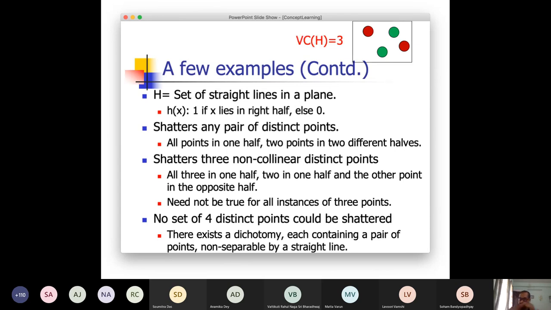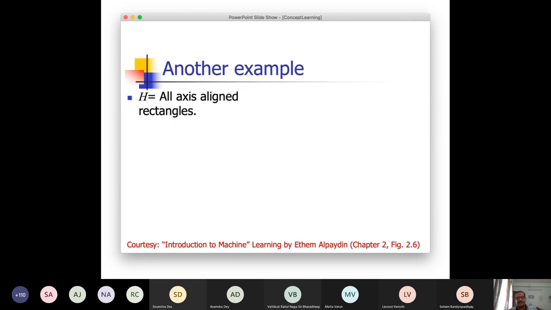You can extend this proof to show that in a d-dimensional space with d minus 1 dimensional hyperplanes, the VC dimension is d plus 1. I hope the generalization is understood. With respect to this plane, what is the dimension of the space? 2. What is the dimension of the hypothesis? It is a straight line, so the dimension is 1. That is why d minus 1. And the VC dimension is d plus 1, which is 3. You can generalize this result.